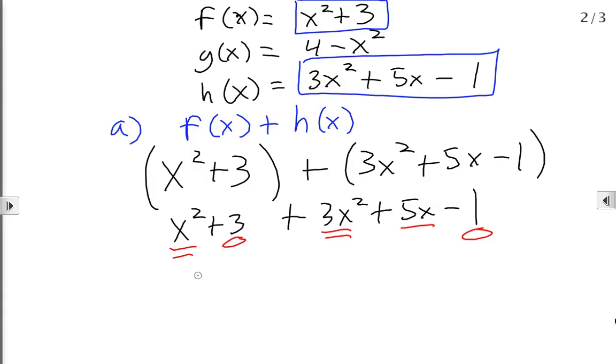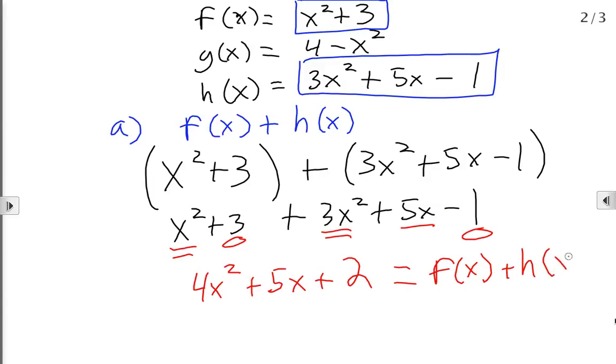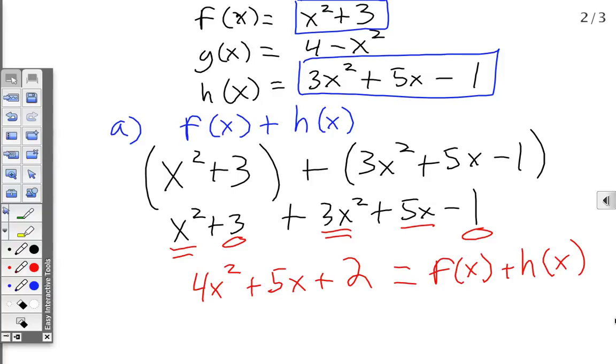X squared plus 3x squared is 4x squared. There is no other term with just x, so we keep our 5x term. And then 3 minus 1 is 2. All right. And so that is the f of x plus h of x function. I'm going to erase this in a second, so if there's anything you'd like to pause, go ahead and pause now. But I'm going to use the same screen for the next two questions.